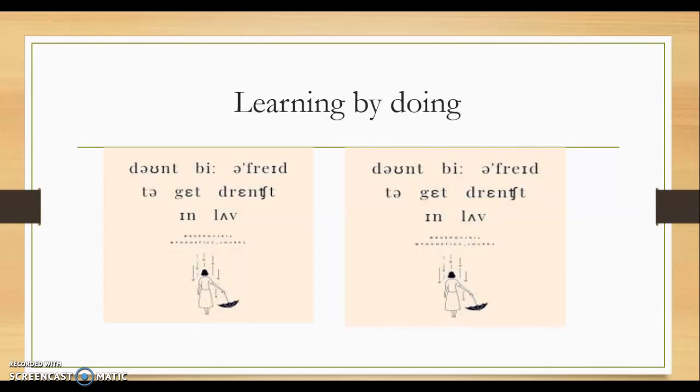Now we have this riddle for you, okay? We're gonna try to internalize this topic. We have this phrase which is written with phonetic symbols. If you can read the phonetic symbols, you are gonna guess the message. Don't be afraid to get drenched in love.